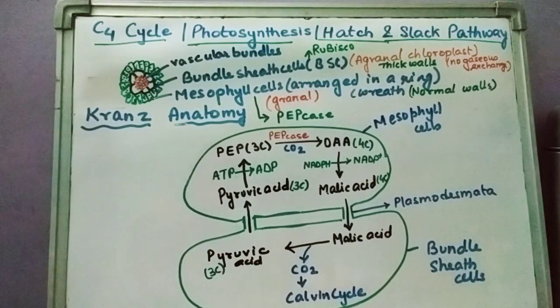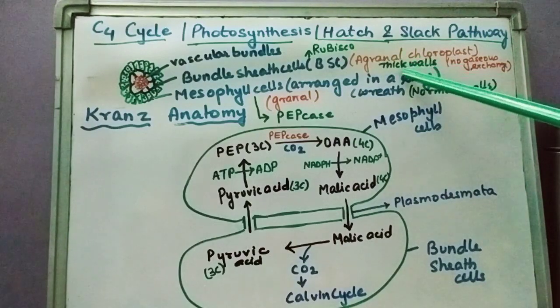That is why these C4 plants have dimorphic chloroplast. So you can get a question in examinations like NET, that dimorphic chloroplast means what? That is having both categories, agranal and granal. So bundle sheath cells have agranal chloroplast. Along with that, they have thick walls.